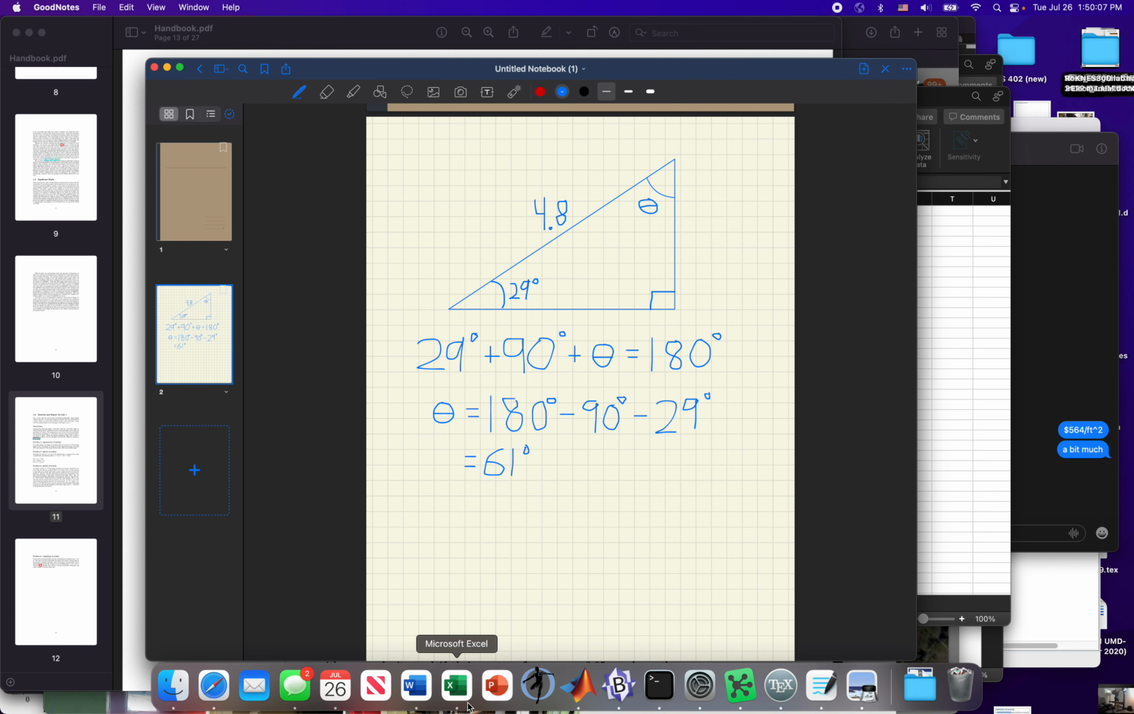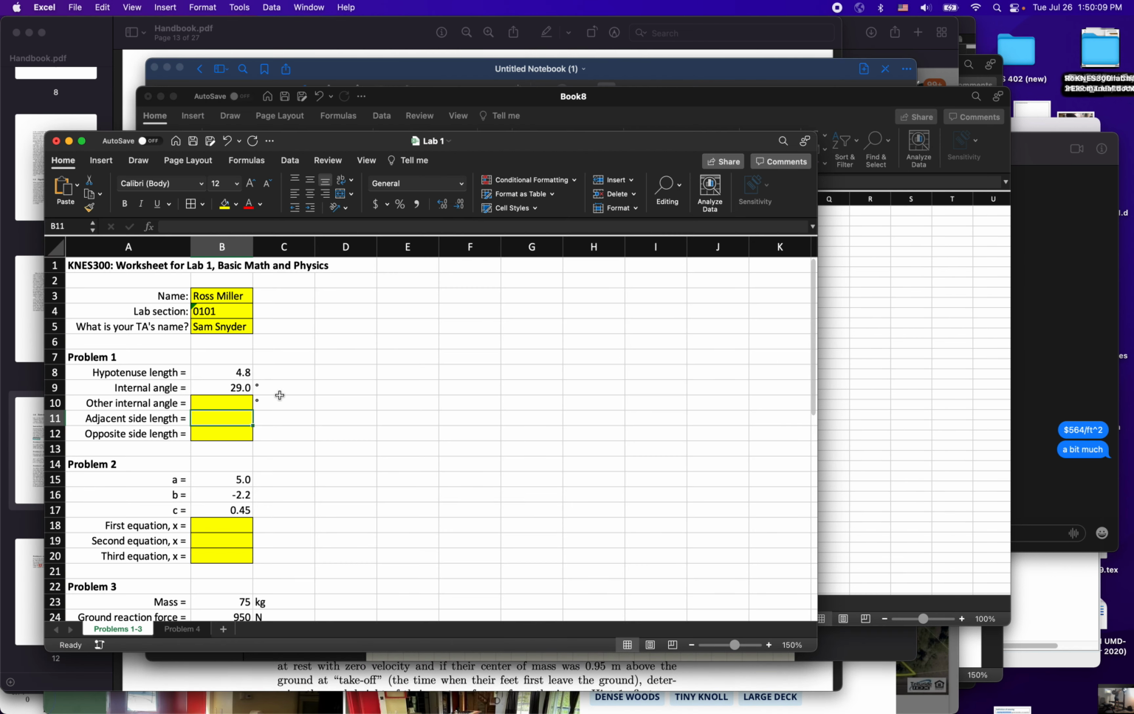So let's go back to my spreadsheet. And I'm asked to enter my other internal angle here in cell B10, so I click on B10. And I could just punch in the number 61 there and hit return, and then I've got 61 there. But that's not what we want you to do on this first lab.